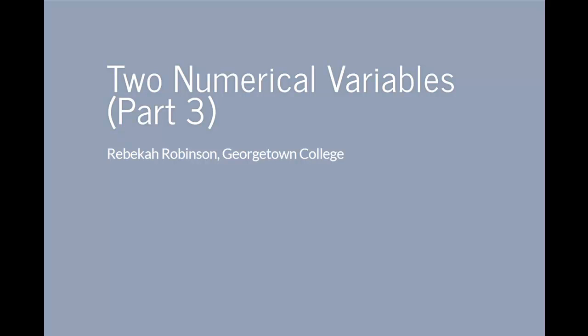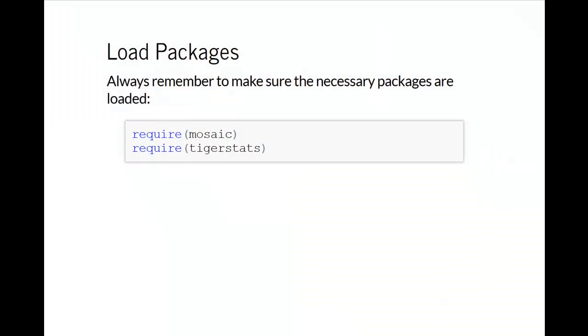Welcome back to Math 111, Elementary Statistics at Georgetown College. This is part 3 of Chapter 4 on 2 numerical variables. Always make sure that the necessary packages are loaded before you begin working.